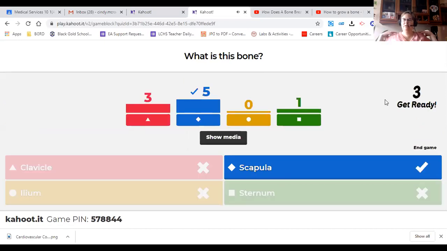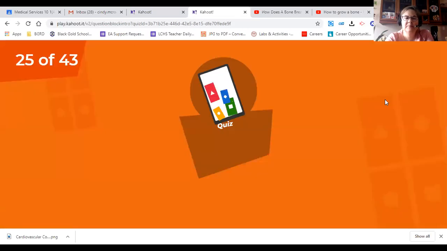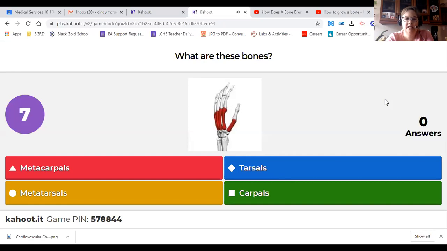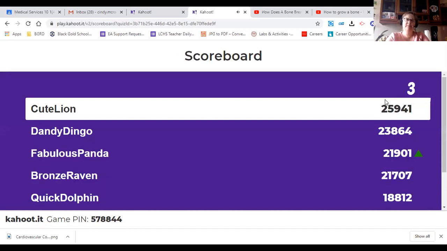Okay, the scapula. So our shoulder blade is our scapula. Oh, our top 4 stayed the same, all within 4,000 points. Name these bones. Metacarpals, metatarsals, tarsals, carpals. Okay, metacarpals. They're the ones that make up the palm. So carpals are in our hand. Ooh, Fabulous Panda has now moved their way up to 3rd place.